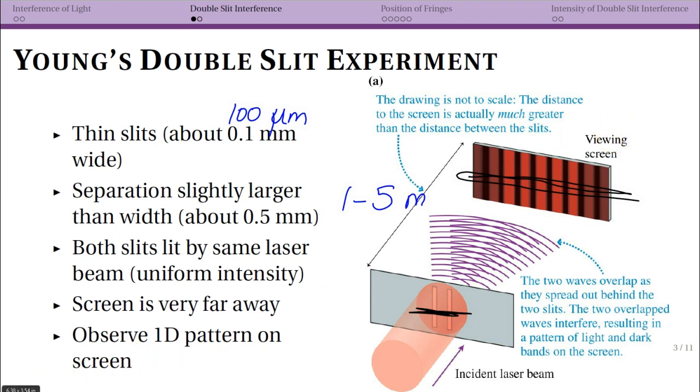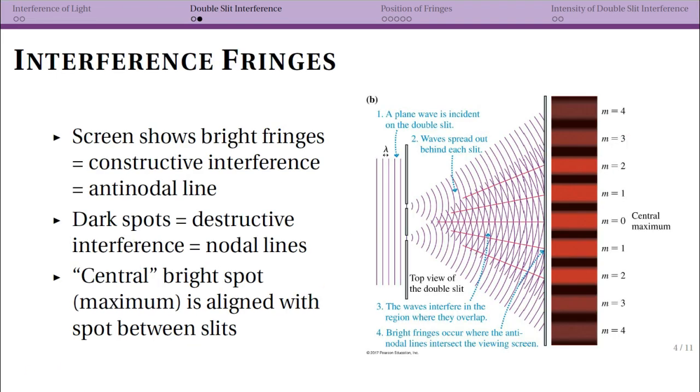What we talk about when we talk about this pattern that we see, we call them fringes, or interference fringes. I don't quite know the origin of the term. I might call them bright spots and dark spots, but fringes, spots, it all means the same thing. So we see bright spots and we see dark spots. The bright spots correspond to constructive interference, which were our antinodal lines. The dark spots are where there's destructive interference.